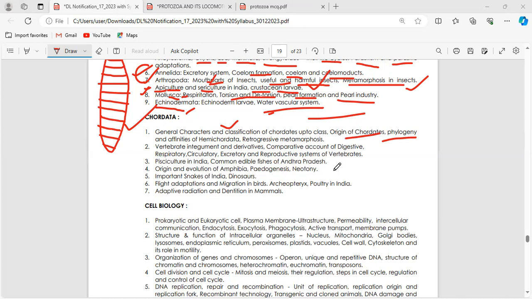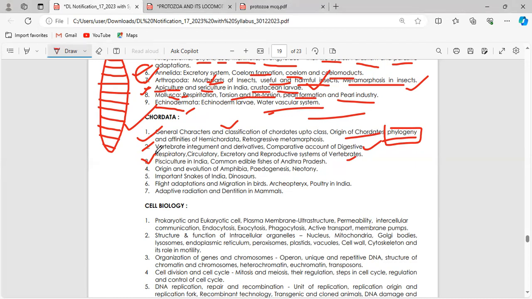Very good. Now I am going to explain the phylogeny and affinities of hemichordata and retrogressive metamorphosis. Okay, and the second one is I'm going to compare the systems, digestive, circulatory, excretory, and respiratory systems of all the vertebrates, how they look and how unique they are. And the next one is pisciculture in India. What is pisciculture, what are the types of pisciculture, and what are the things they follow in this type of pisciculture.